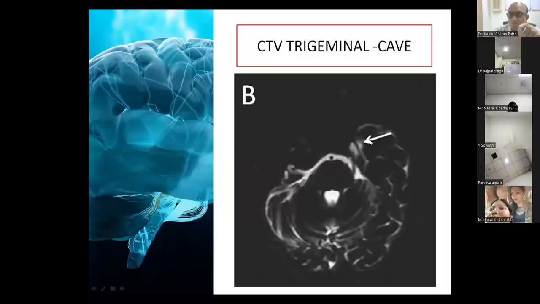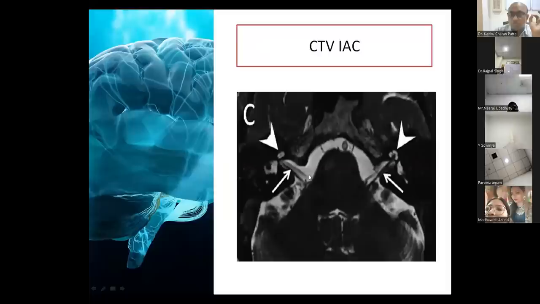As I told, the internal acoustic meatus, you can see how nicely the cochlea appears. This is the FIESTA sequence. You can see these knobs. This is CSF, how it goes towards the internal acoustic meatus. You have to contour it properly. So we have to contour this internal acoustic meatus and give the margin.